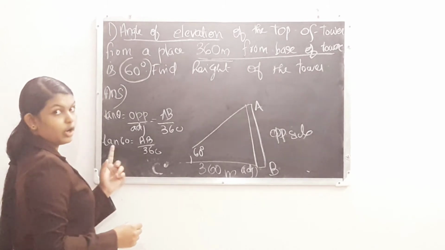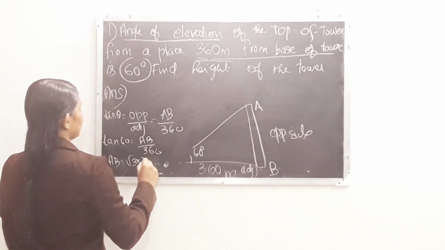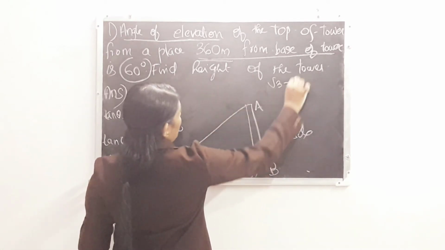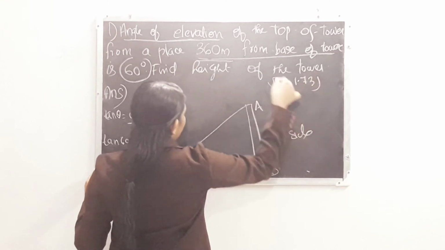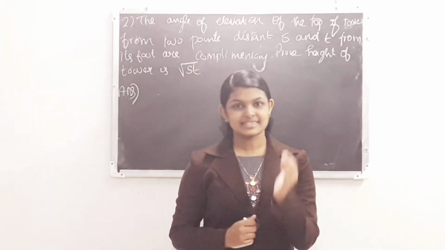Tan 60 is equal to root 3. So AB will be equal to root 3 into 360. The value of root 3 will be equal to 1.73. Now we can multiply and find the answer. Now we can discuss the next one.